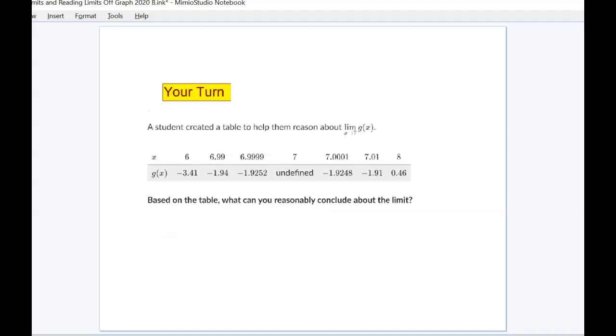Your turn. I encourage you to pause the video and try to approximate, or give the best estimate of, the limit as x approaches 7.